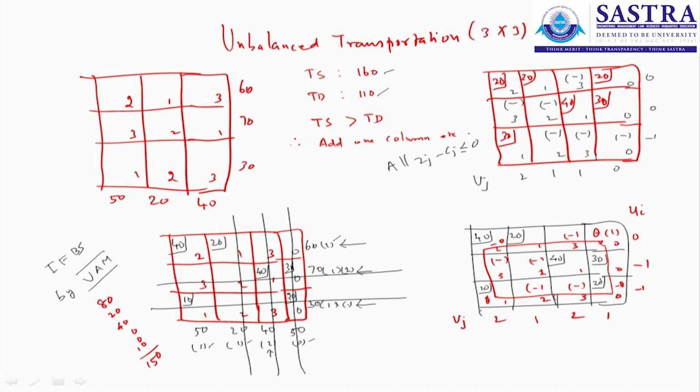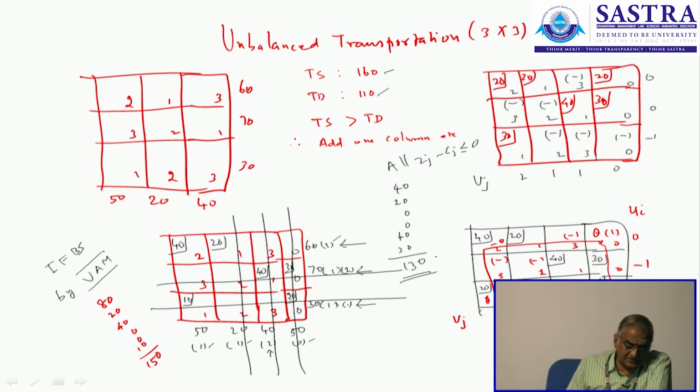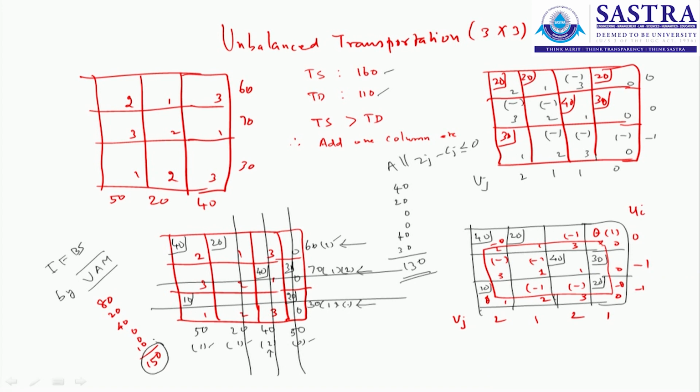So, we have come to the optimum table. Now, what is the optimum cost associated with this unbalanced transportation problem? 130 rupees is the minimum transportation cost, whereas Vogel's approximation method ends with a cost of 150, among which 130 is the minimum. So, the optimum transportation cost for this problem turns out to be 130 rupees.